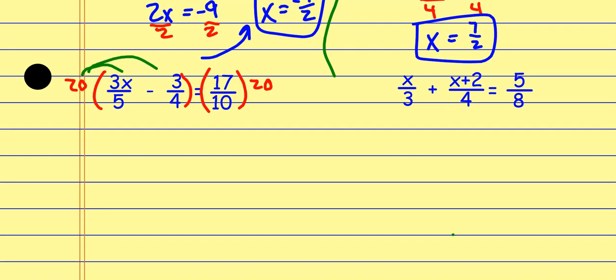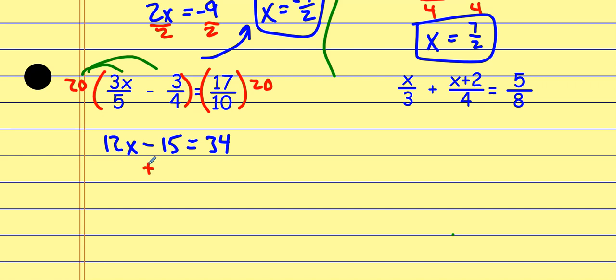Again, that fraction bar means divided by 5. 20 divided by 5 is a 4, times 3 is a 12. 20 divided by 4 is a 5, times 3 is a 15. And over here, 20 divided by 10 is a 2, times 17 is a 34. That's what a fraction bar really is. It's a division sign. If you think about it that way, operations with fractions become easier.